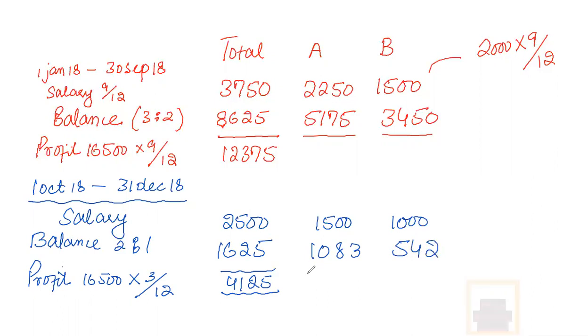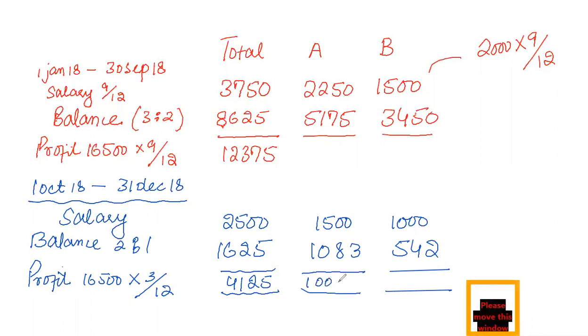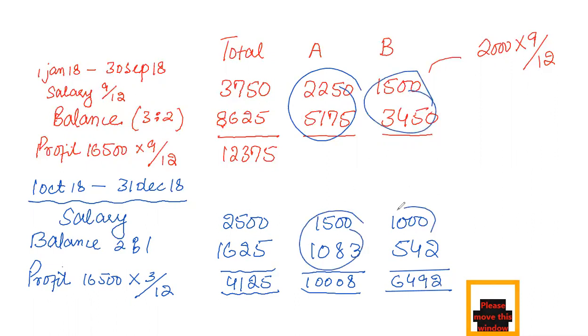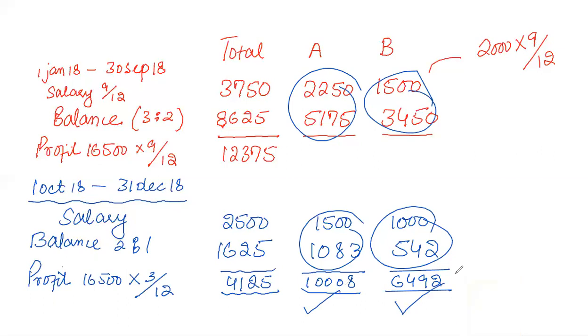So hence the total profit share can identify 9 months and 3 months. So that becomes 10008, and this is 6492. So this plus this and this plus this. So this is the 12-month profit share. So A has to pay tax on this, B has to pay tax on this, and they have to calculate their income tax liability.